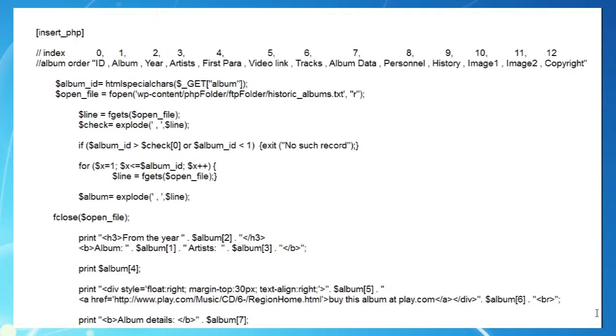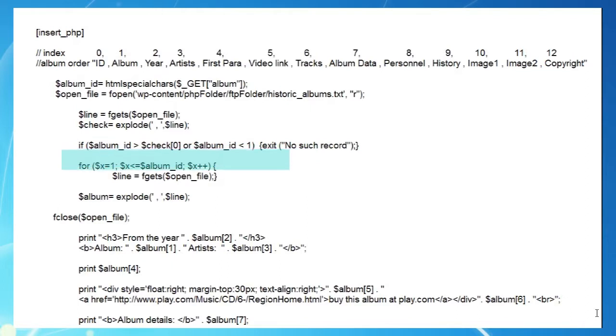So we use fgets to extract the first line of our file into an array called check, and look at the total number of records we got Excel to put into our header line a few minutes ago, and then use a conditional to see if everything's okay. If it isn't, we just exit the page saying no such record.